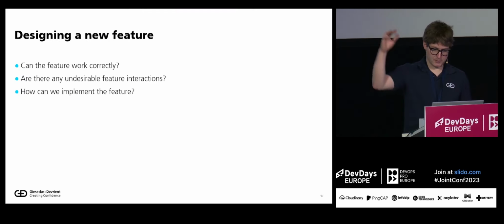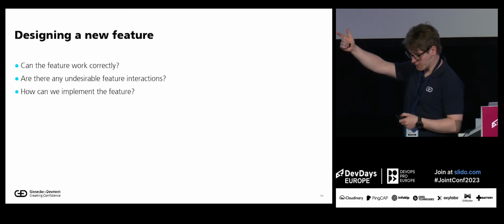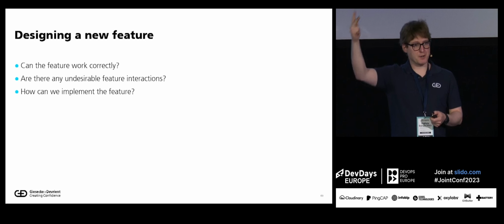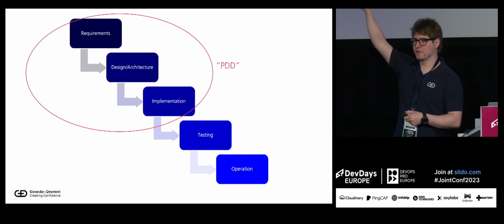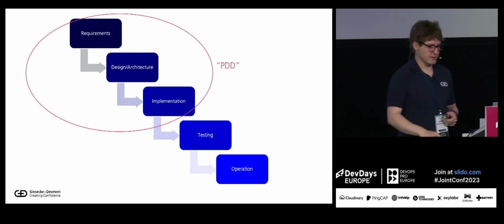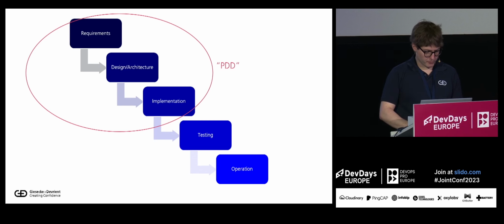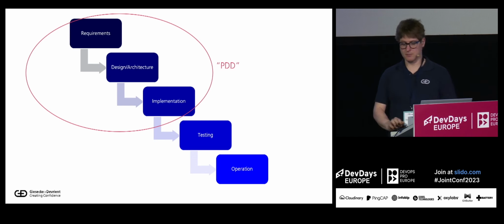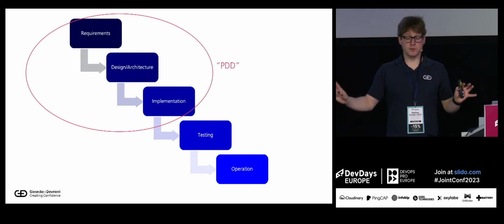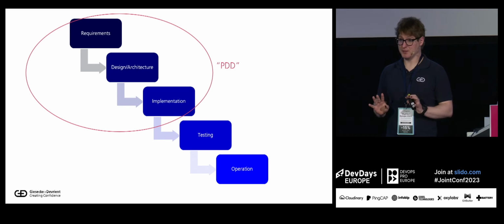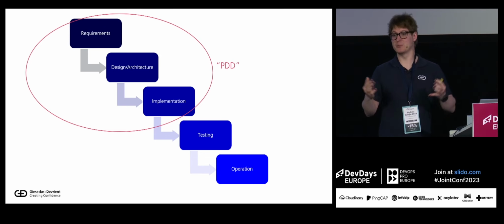Right. So basically the question that we're asking here is, can the feature work correctly? Are there any undesirable interactions? And then only later we ask, how can we implement that feature? So kind of trying to go here in the first half of that development stage. Right. So we found that this works quite well for us, and we have used it now for a few features. We are by far not using it for the entire system, so it would always be better to have more people working on it and doing more things, but also we have to ship at some point, right?